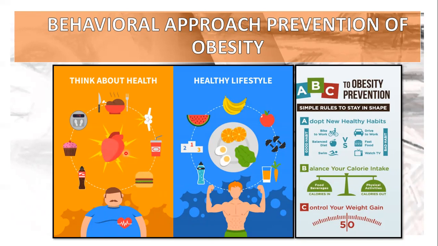Second, you have to bring awareness about the ways of healthy living. And here is an infographic from WHO, the ABC to obesity prevention. A, adopt new healthy habits, and these include regular exercise, balanced diet, and involvement in sports. And bad habits would be binge watching and eating too much fast food or junk food, which should be avoided.